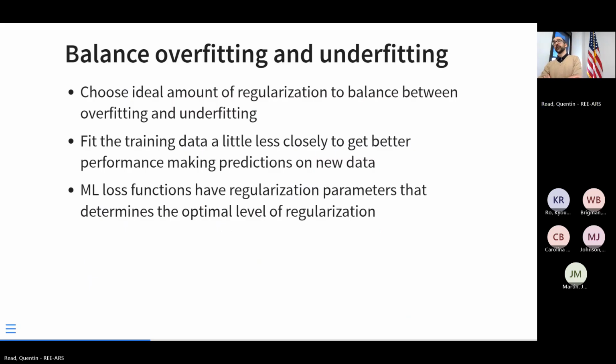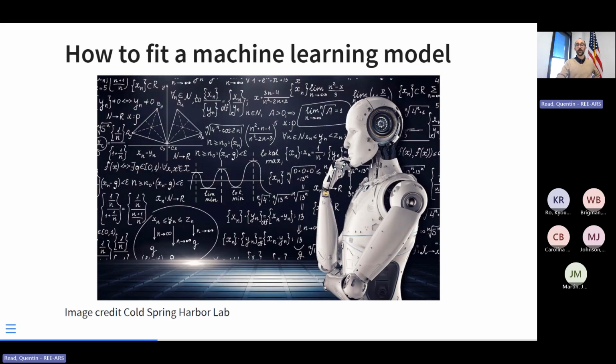So the hard part, though, is finding that sweet spot. How do we exactly know that we're hitting that balance between overfitting and underfitting? You can't fit your training data, the data that's used to build the model, too closely, but you can't underfit it either. What machine learning models do is you have a regularization parameter that determines the optimal level of regularization to get you right in between overfitting and underfitting to hit that middle spot. We'll talk about how we figure that out a little bit more when we talk about how to fit a machine learning model.